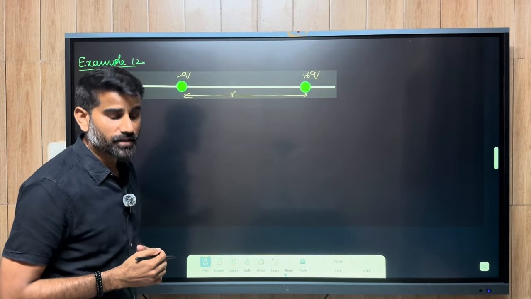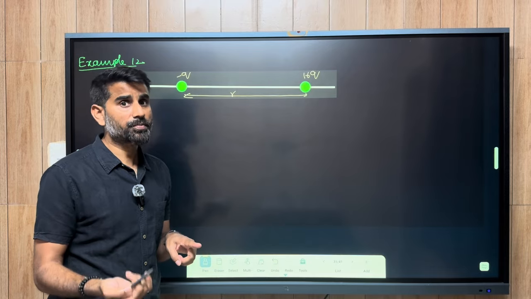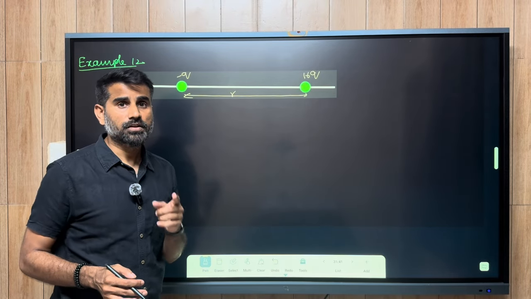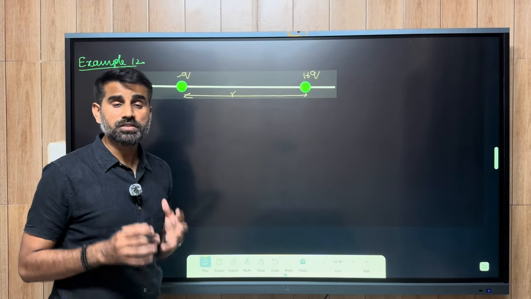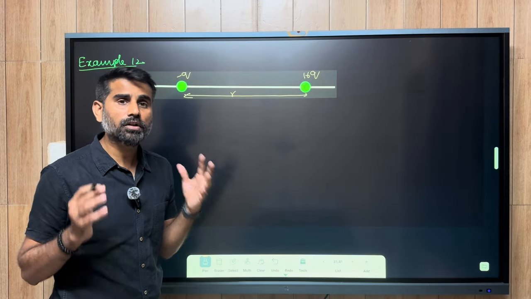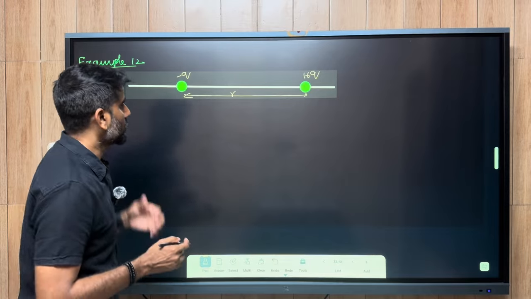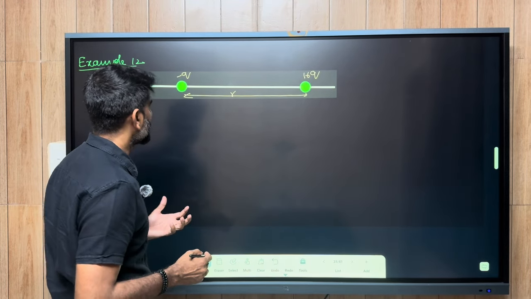Now the question is asked like, what amount of charge and where should it be placed such that the entire system of the three charges should be in equilibrium. In this case, not just one charge will be in equilibrium, all charges should be in equilibrium. Okay, so in order to crack it, let's understand the question first.